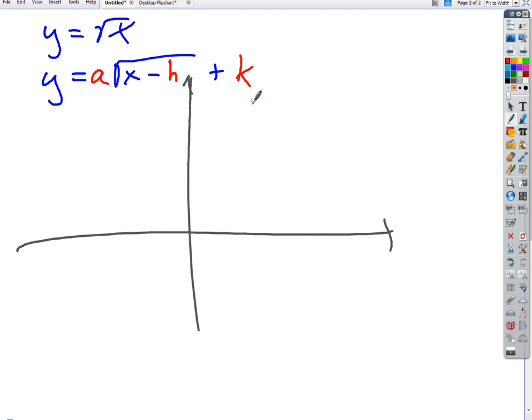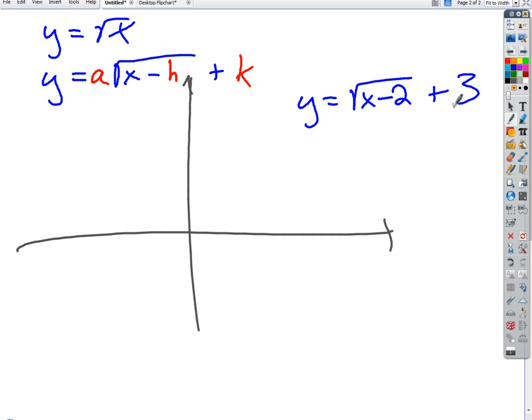Okay, just like we did with parabolas and absolute value functions, where h and k were what we call the vertex. It's not really a vertex here, but it's the special point. H and k are the coordinates of the starting point of a square root function. So what would it look like if I wanted to draw y equals the square root of x minus 2, plus 3?